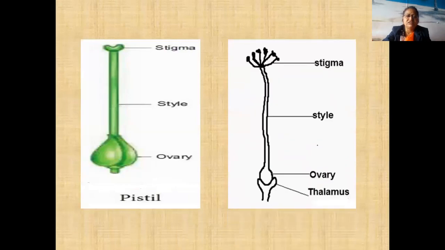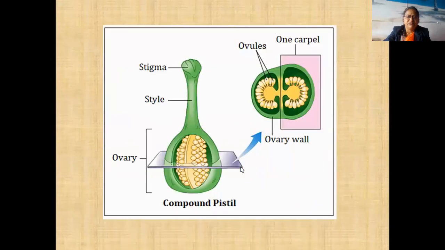So see this part: stigma, style, ovary, and this is the thalamus. See this part, the ovary wall, from which the pericarp is formed. The inner ones are the ovules.